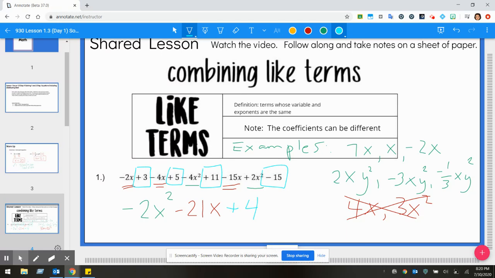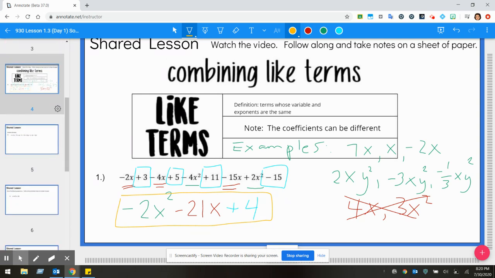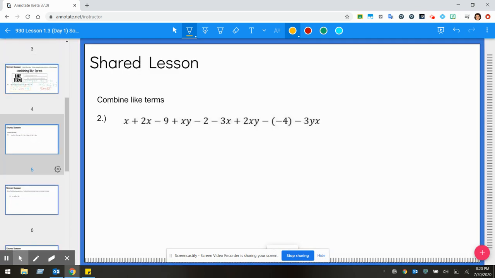When you're done simplifying and combining all your like terms, check your solution just to make sure there are no other like terms and it can't be simplified anymore. And if that's the case, go ahead and circle or box your final solution. Okay, I'm going to go ahead and go to the next slide. We have one more example of combining like terms.